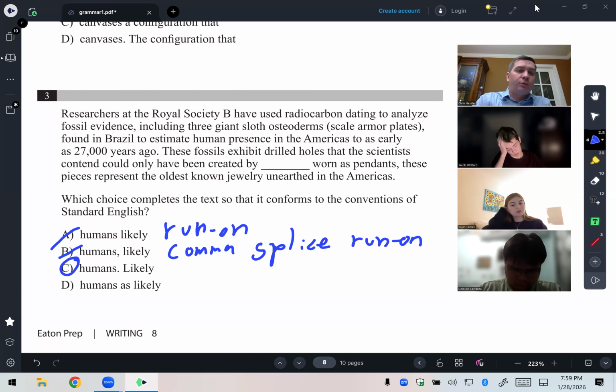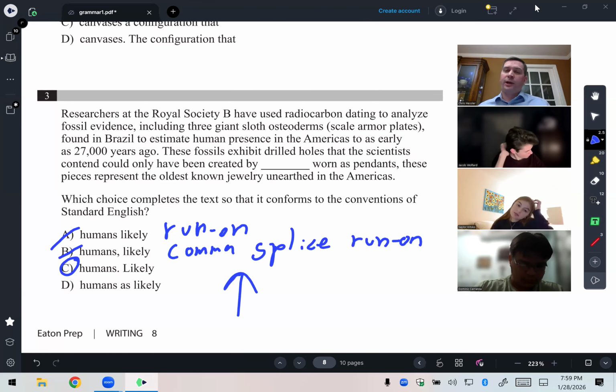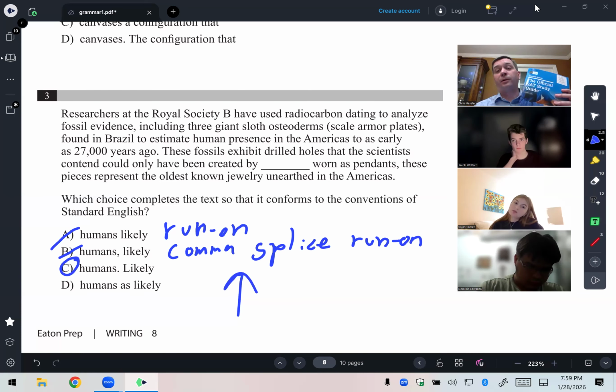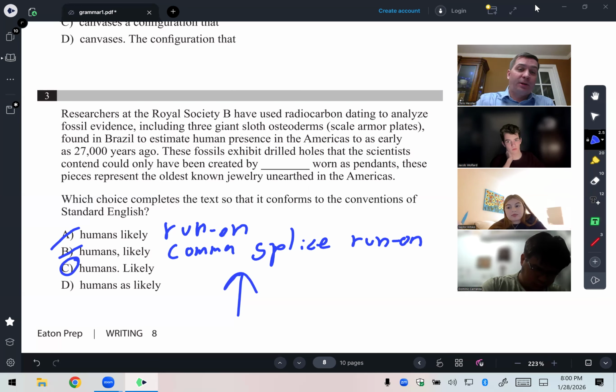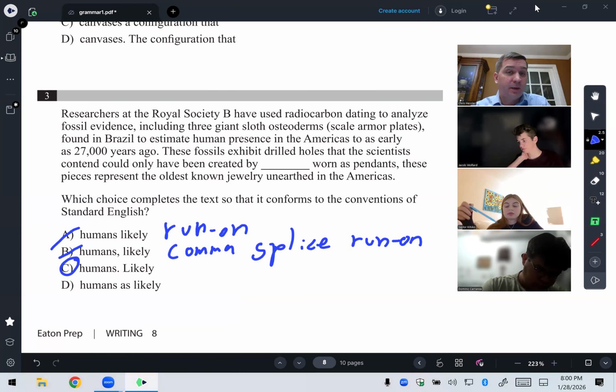And this is all over the test. If you look anywhere in this blue book and you see a run-on question, I think every time you see both run-ons, I don't know, pretty much, if not 100% of the time. So just learn to spot them. Make your life easier. All right, we'll go on to number four.